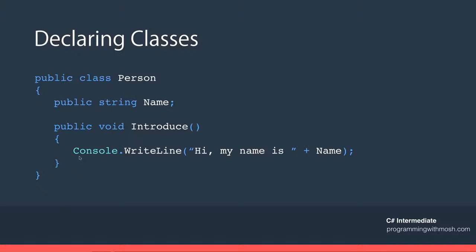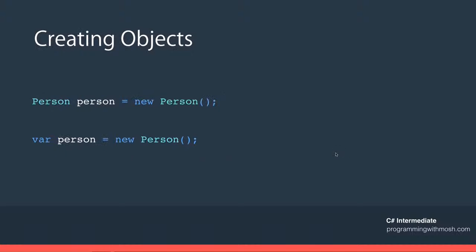Okay, now that we have a class, let's see how we can create an object or an instance from it. To do that, we use the new operator. We start with the type of the class, in this case Person, and give it an identifier. Then we use the new operator along with the name of the class to initialize an instance of that class. Note that here we are using camel case for naming the person object.